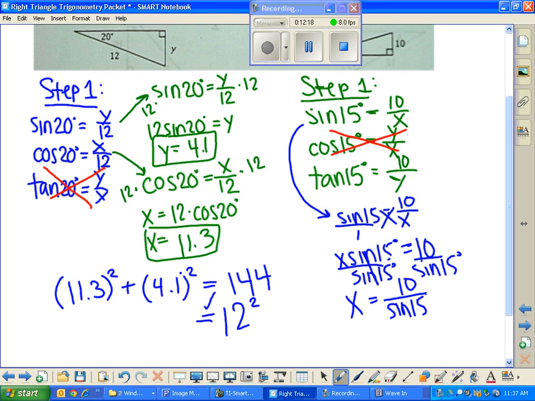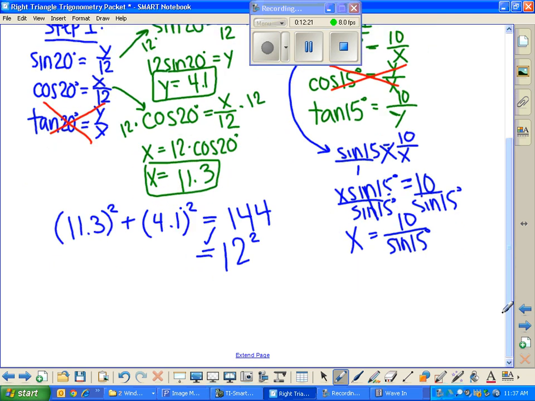Can someone shout out what they got maybe for 10 over the sine of 15? Are you in degrees? Make sure you're in degrees. And I always put extra parentheses. When I type it in, I'll type in 10 divided by the sine of 15 just to make sure it's doing it right. I know that's not necessary, I just am paranoid. But John said it, x equals 38.6. You are right.